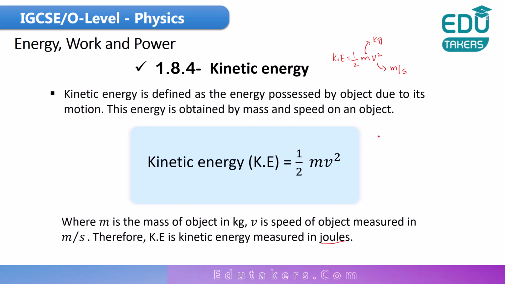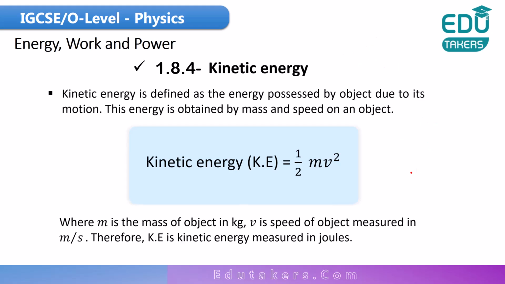Suppose there is an object whose mass is 20 kilogram. A boy applies a force on it so that it moves at the speed of 2 meters per second. Calculate its kinetic energy. You have to calculate the kinetic energy for that object. Just put the values in the formula, and you get the kinetic energy.